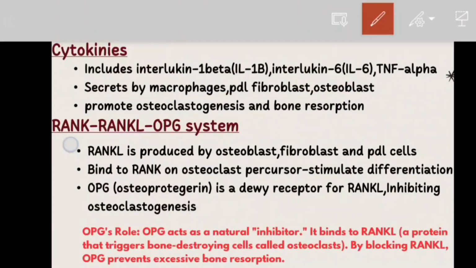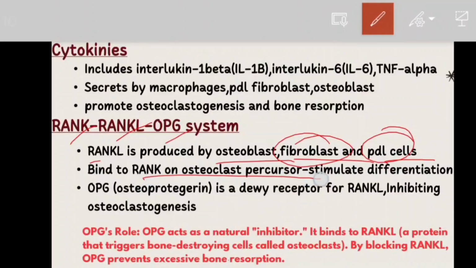Okay. Now the third one is RANK, that means the receptor activator of nuclear factor kappa B, RANKL, that is the receptor activator of nuclear factor kappa B ligand, and OPG, that is the osteoprotegerin system. RANKL is produced by osteoblasts, fibroblasts and PDL cells. RANKL binds to the RANK receptor which is present on the osteoclast precursor, and this stimulates osteoclast differentiation, and more osteoclasts mean more bone resorption.